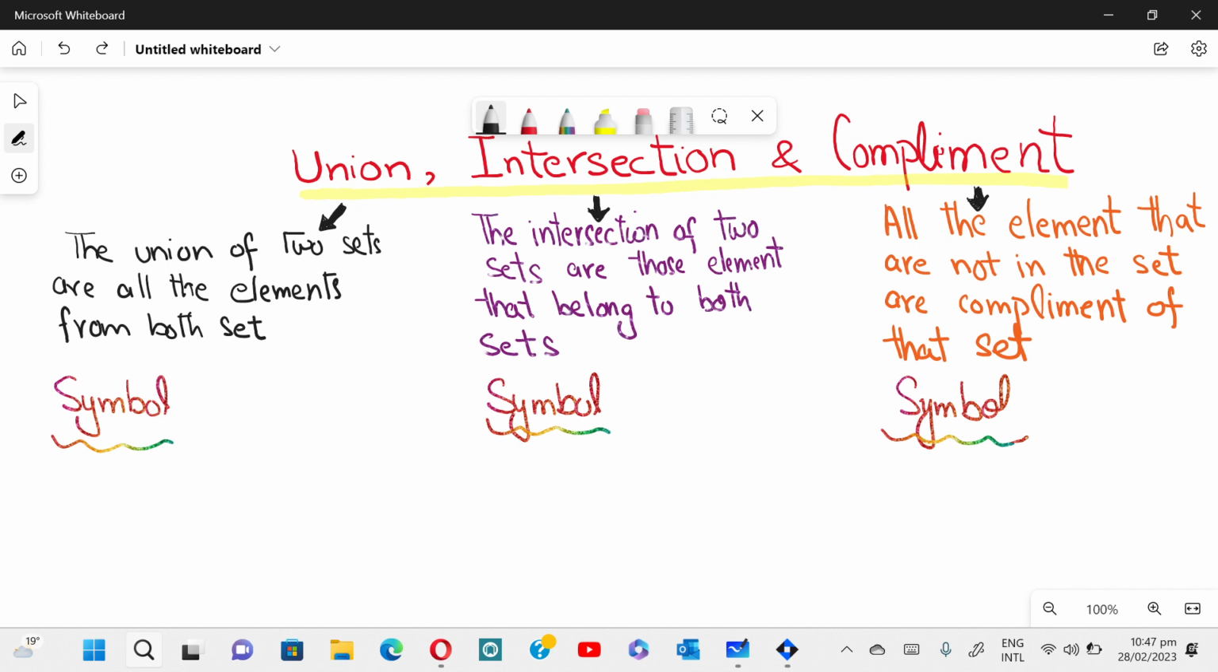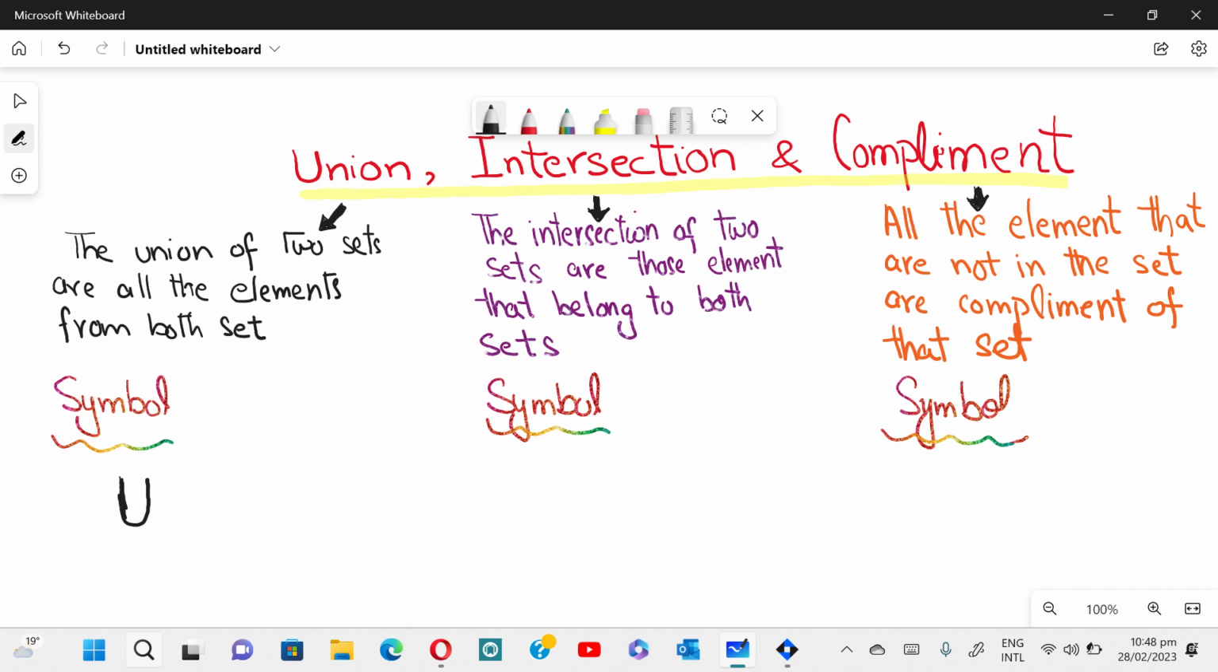A very prescribed definition of this one is: the union of two sets is all the elements from both sets. Or you can say that if I have a set A and set B, I'm going to add up all of these two sets, or include all of these two sets, so it becomes my union. For the symbol, the union symbol is a U symbol.